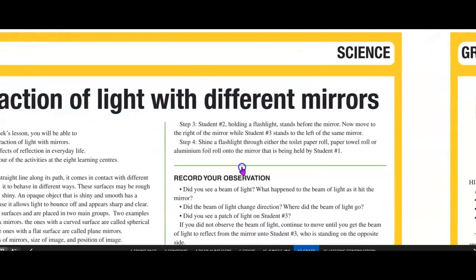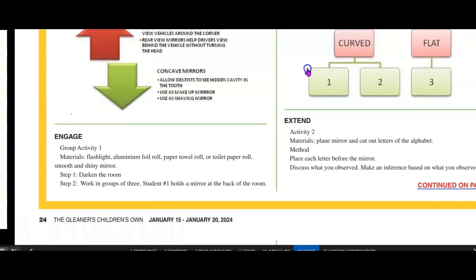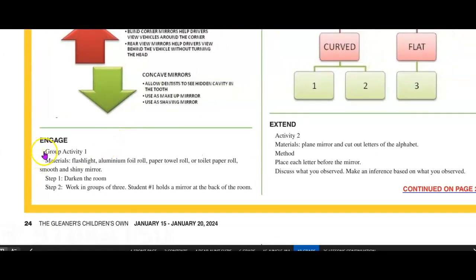All right, great. Now, it says here, I'm missing something. Okay, yes. Let's go. Engage. Group 1, activity. Materials we're going to need: flashlight, aluminum foil, paper towel roll, or toilet paper roll, some smooth and shiny mirror. Step 1, darken the room. 2, work in groups of 3.